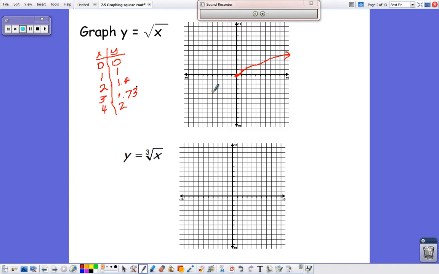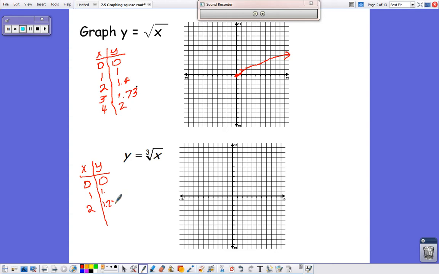Okay? Now let's take the cube root of something. Let's go ahead and find those real quick. So we'll do several of these. If I find the cube root of 0, well, the cube root of 0 is 0, because 0 times 0 times 0 gives me 0. Okay? The cube root of 1 is actually going to give me 1, because 1 times 1 times 1 is 1. So let's try 2. The cube root of 2 is actually going to give me about 1.25.